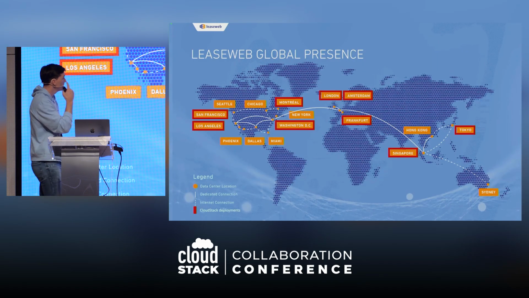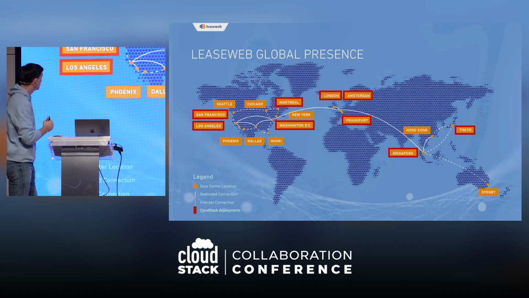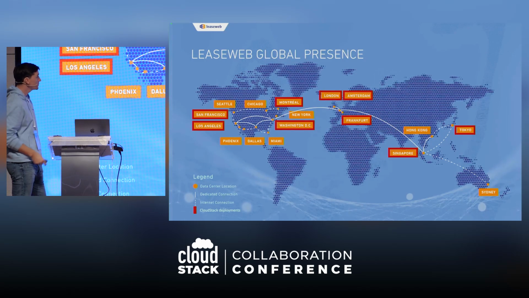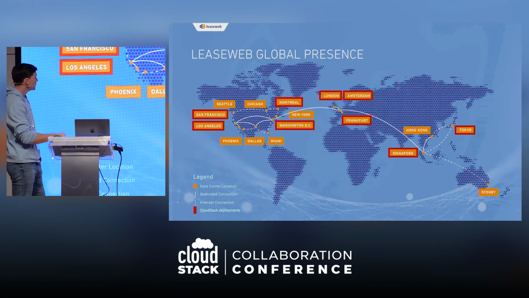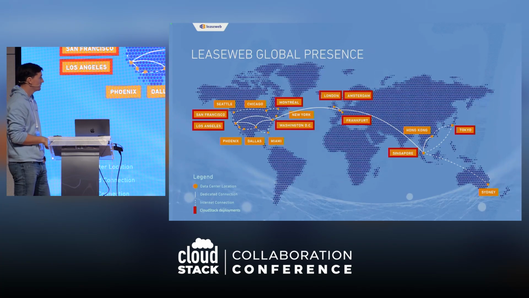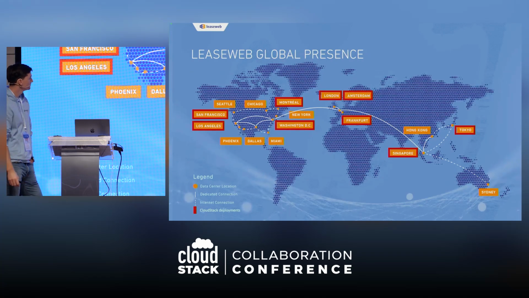This is Leaseweb basically from a global perspective, where the white lines are the dedicated connections we have between all the data centers, or in orange all the data centers that we have globally or that we are situated in, where we have dedicated servers, maybe shared hosting, different services that we sell and offer worldwide. And the outlined ones in red, those are the places where we also have one or multiple CloudStack environments deployed.